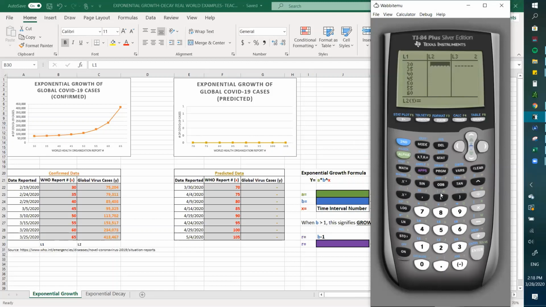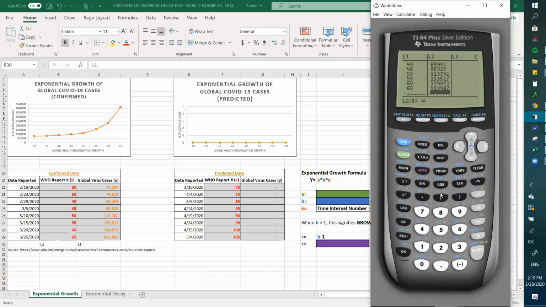Okay. So now let's go into our L2 here, and we're going to type in our global virus cases. These are the confirmed values reported by the World Health Organization. 5,204, 79,311, 85,403, 95,325, 113,702, 153,517, 234,073, and then we have 413,467.